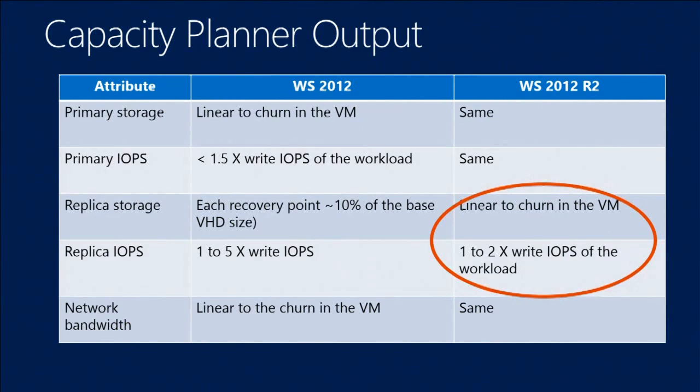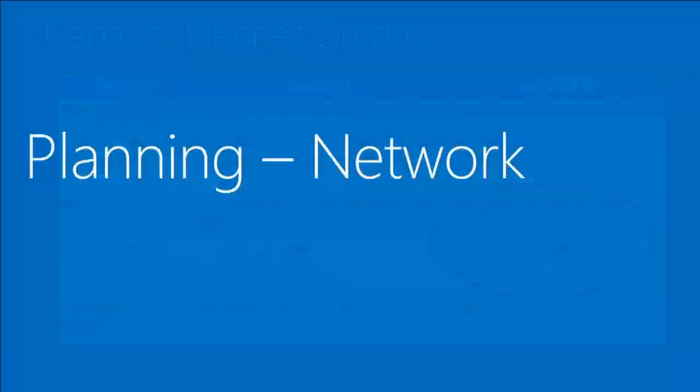The third important attribute that you need to watch for is the network bandwidth. Like I said, it's linear to what the workload churn is. And in R2, it's pretty much the same because we've not really changed the log format, and we have made it compatible between R2 and Windows Server 2012. Talking about network, let me take a deeper look at what the network topology is. We know how much bandwidth we're going to use for your replication. Now, how do you shape your network?